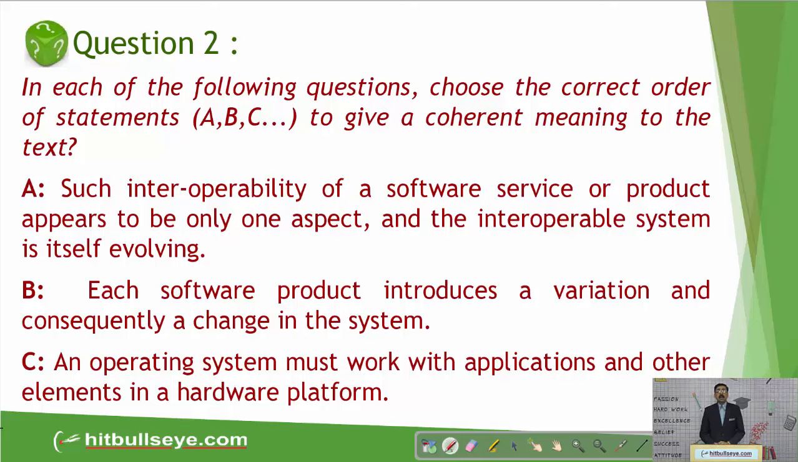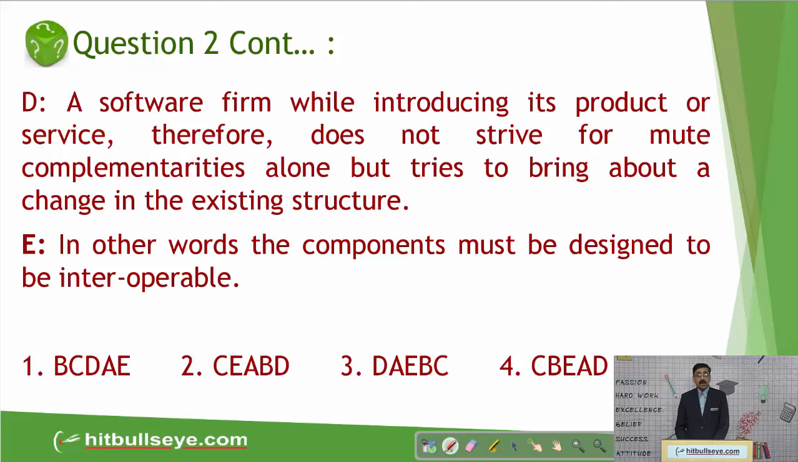C will open the sequence because an opener should be very general and should always introduce the theme of the sentence. Now we just need to check what will come after C, because we have zeroed in on 2 options, either second or fourth. It would be B or it would be E.